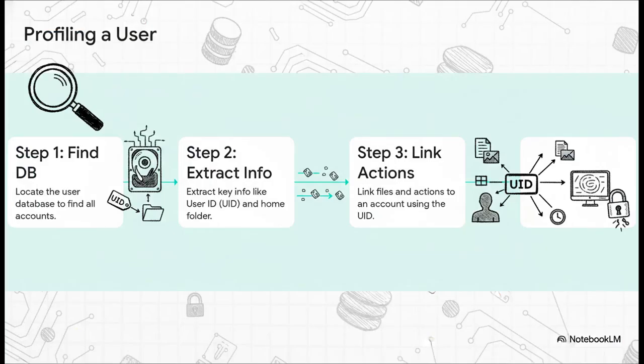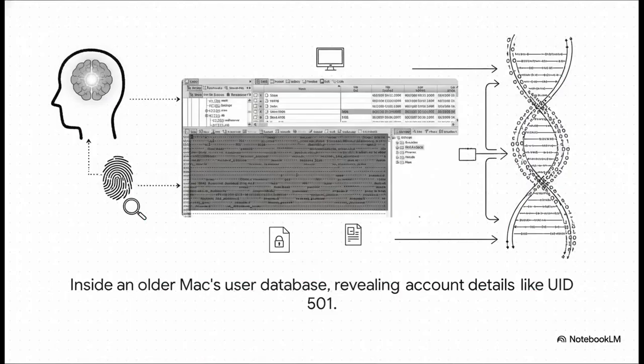So using these PLIST files and other system data, investigators can build a really detailed profile of every single user on that machine. They start by finding the user database. Then they pull out key info, like the person's user ID or UID, and that UID becomes the magic key they can use to link every file and every action back to a specific person's account. Want to see what that looks like under the hood?